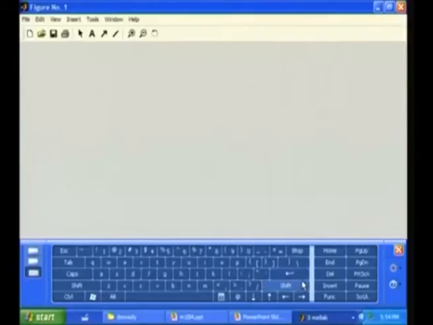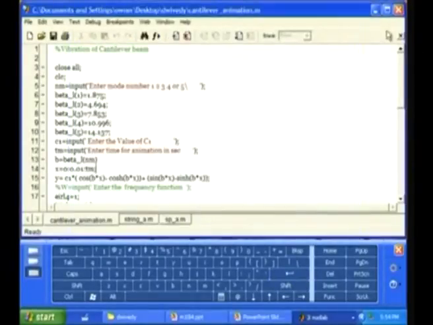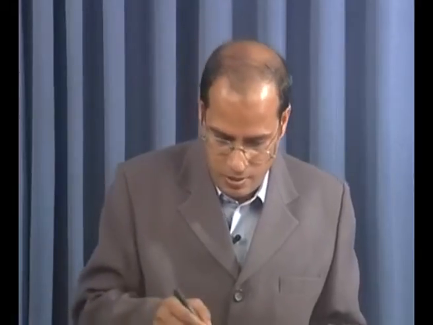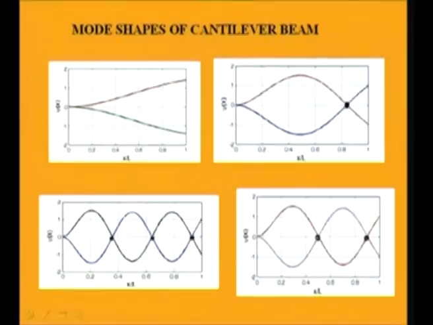So, these mode shapes correspond to the normal modes of the system. In these normal modes, you have seen that for the first mode the beam is moving either upward or downward. In the second mode you have only one node present in the system, in the third mode there are 2 nodes, and in the fourth mode there are 3 nodes present.